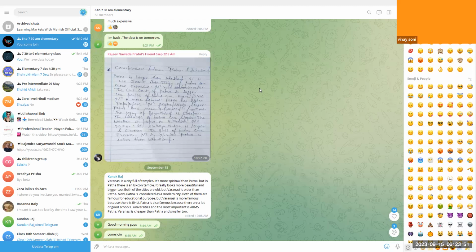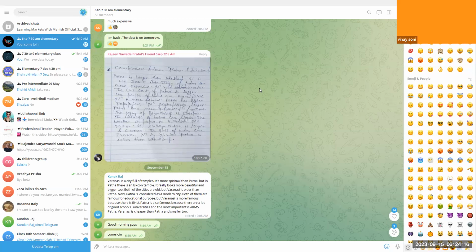He has written things of Patna, but again, what can I say? I corrected him the other day as well. I said, people in Patna, buildings in Patna, that's how we talk, right? So things in Patna, its roads are broader. Okay, very good. Patna's roads are broader.